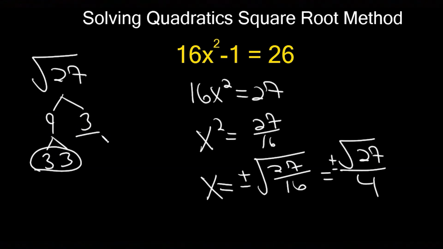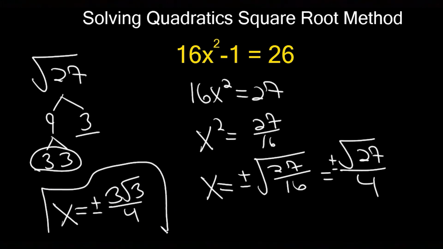And this 3 stays behind. So your final answer, you could write this way. You could say x is equal to plus or minus 3 square root of 3, and then all over 4, okay? And that would be done. All right. Okay, let's try 2 more examples here.